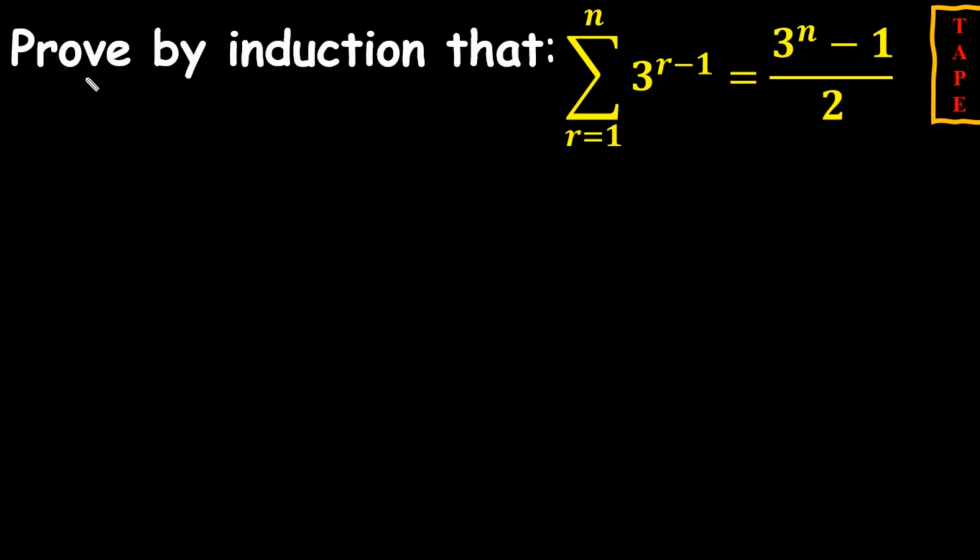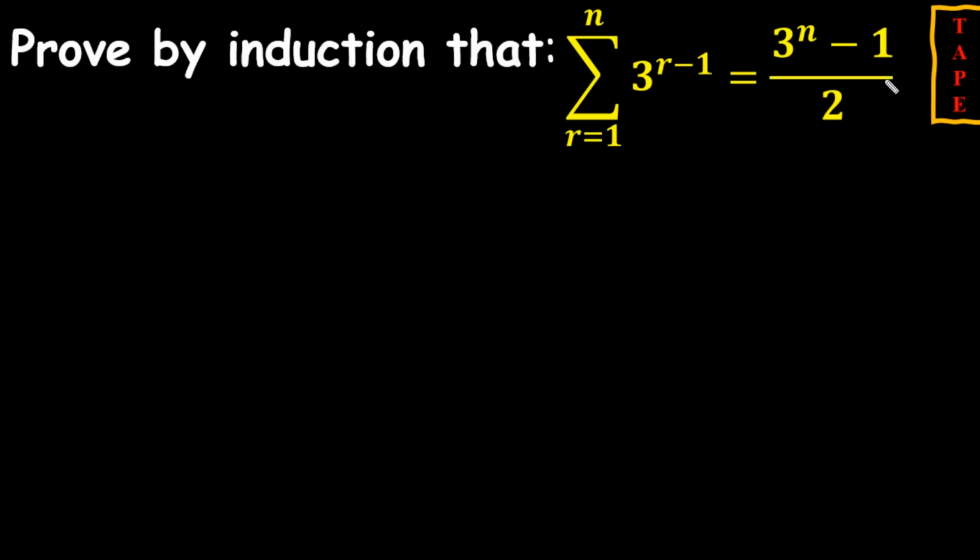Hello everyone, this question requires us to prove by induction that the summation of 3 to the power r minus 1, from r equals 1 up to n, is equal to (3 to the power n minus 1) divided by 2.